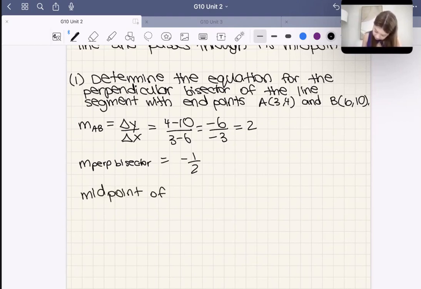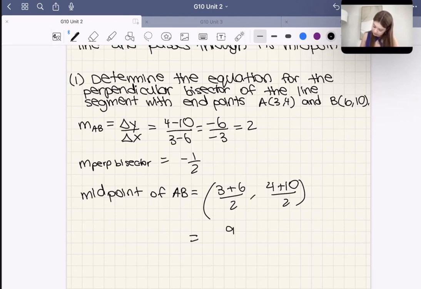Midpoint of AB will be 3 plus 6 over 2, so the average of the x values, right? And then the average of the y values, and that's going to be 9 over 2, 14 over 2, which is 4.5, 7. So there we go. So there is a point on this line.